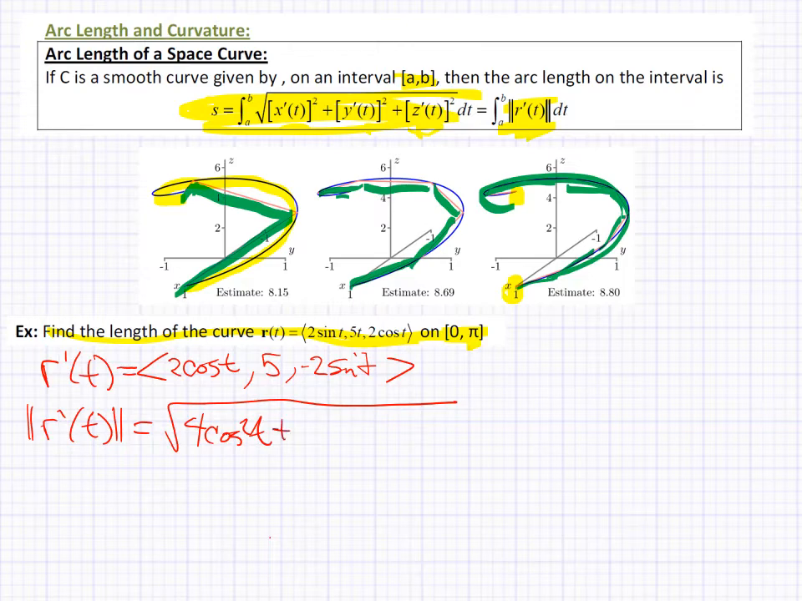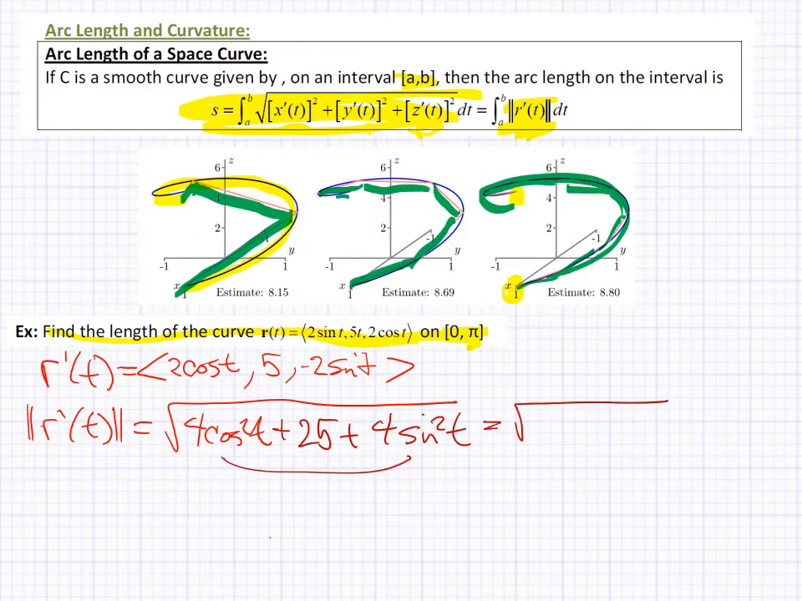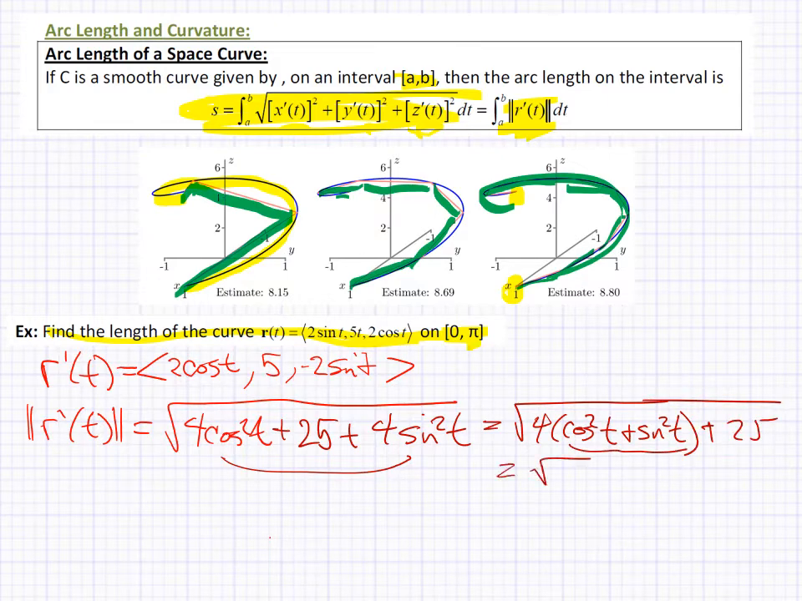Okay, so plus, what are we going to have? 25 plus 4 sine squared t. We could group these two together and factor out the 4. So we're going to have 4 times cosine squared plus sine squared. We've done this a bunch of times already now. Plus 25. Cosine squared plus sine squared is 1. So it's really 4 plus 25, which would give me the square root of 29. So the magnitude of r prime is the square root of 29.